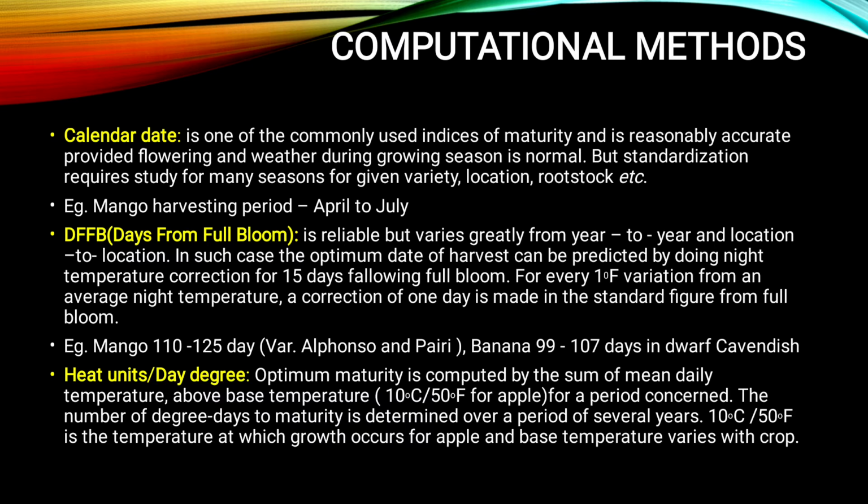Then the next example is banana. For banana, the days are given as 99 to 107 days. In this period they are going to be matured. Then the third point is the heat units or day degree. Optimum maturity is computed by the sum of mean daily temperature above the base temperature for the period concerned. So the number of degree days to maturity is determined over a period of several years. 10 to 15 degrees Celsius is the temperature at which growth occurs for the apple, and the base temperature varies with the crop.